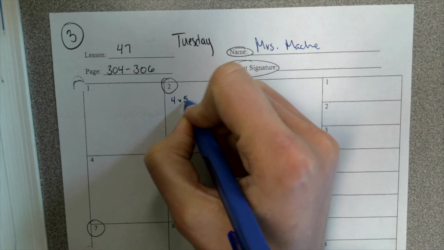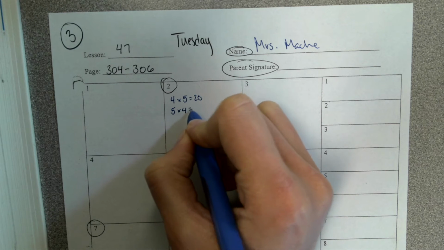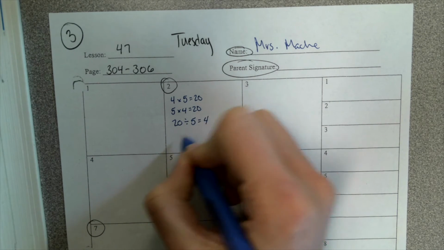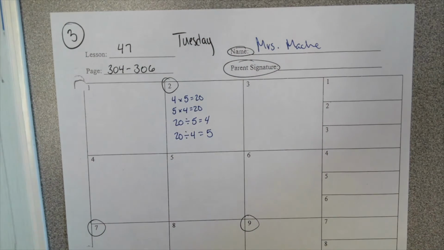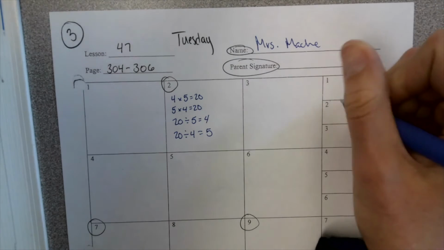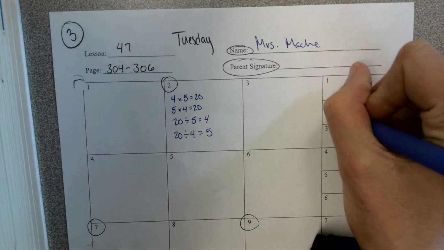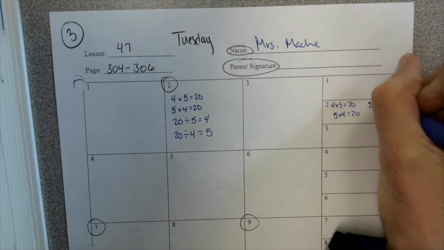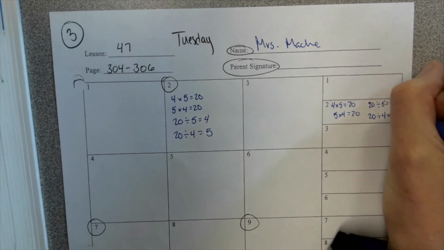Start with your multiplication. Switch them. And then do your division facts. 20 divided by 5 equals 4. 20 divided by 4 equals 5. You can fit that in the box. 4 times 5 equals 20. 5 times 4 equals 20. 20 divided by 5 equals 4. 20 divided by 4 equals 5.